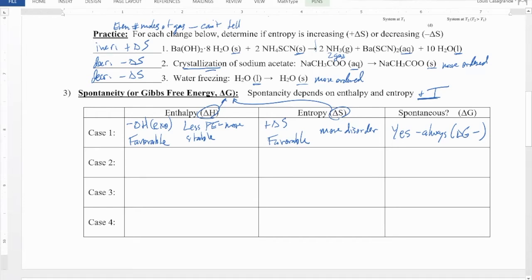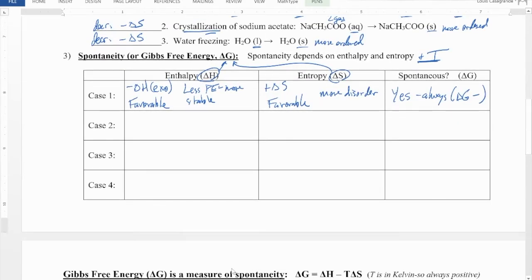So in case 2, we're going to go to the opposite direction. We're going to make both of these unfavorable. So unfavorable means that we have a positive delta H. So we have an endothermic reaction. And we have a negative delta S. Again, unfavorable. Unfavorable.